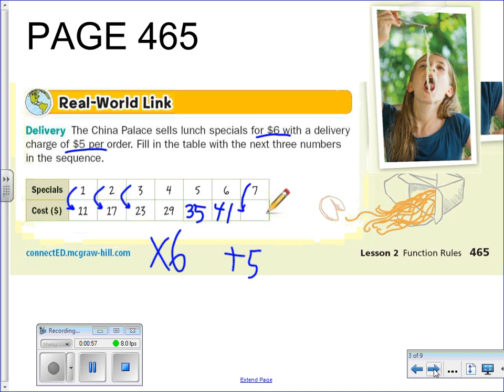And I said, be careful about going this way with the pattern. That's not what they're looking for. They're looking for you to say, how do I turn 1 into 11? And what can I do to 2 to get the same thing? In other words, whatever you did to turn the 1 into the 11, it has to be the same thing to turn a 2 into a 17. And that would be times 6 plus 5.